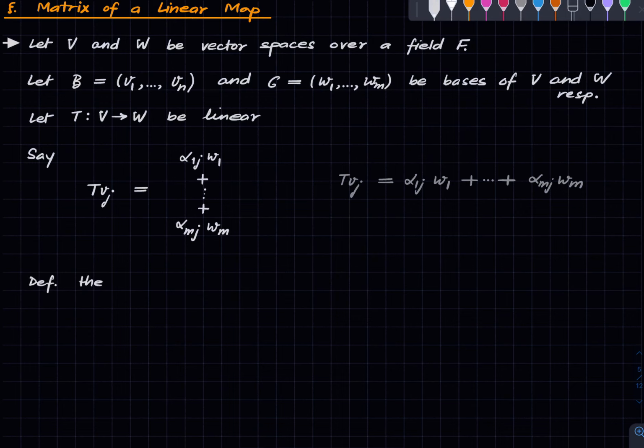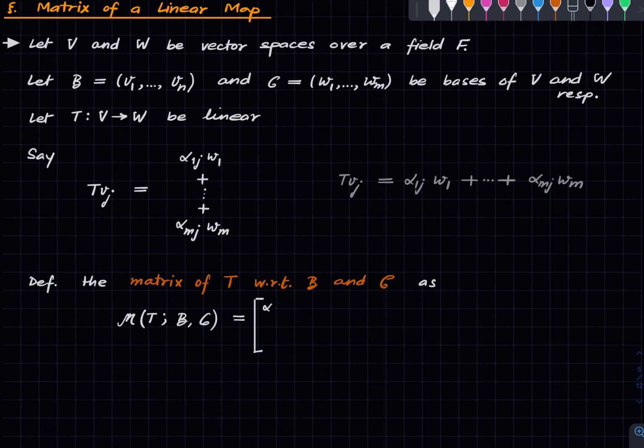Okay, now with this in mind, we define the matrix of T with respect to the two bases as, notationally it is this thing, and its entries are just the alpha ij's. So let me cut the long story short. This is equal to this m cross n matrix. Right? So this is how we define the matrix of a linear map.